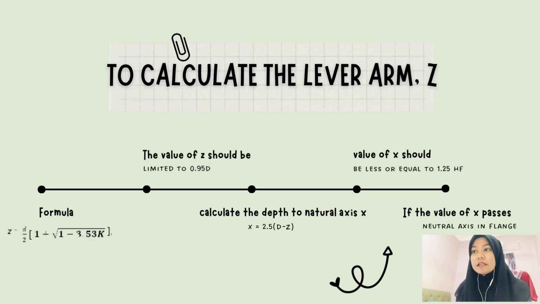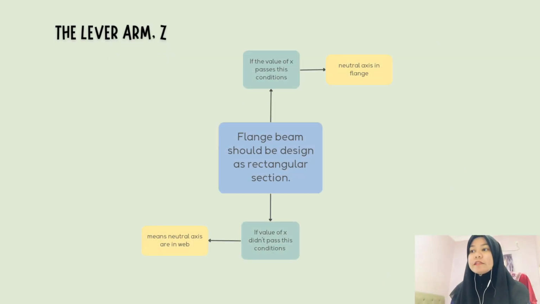Furthermore, to calculate the lever arm z, the formulas that are used are those formulas. The formula of z should be limited to 0.95 d. Next, calculate the depth to neutral axis x by using x equal to 2.5 (d minus z). The value of x should be less than or equal to 1.25 hf. The flange beam should be designed as a rectangular section.